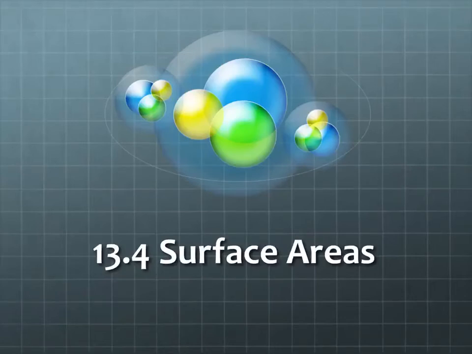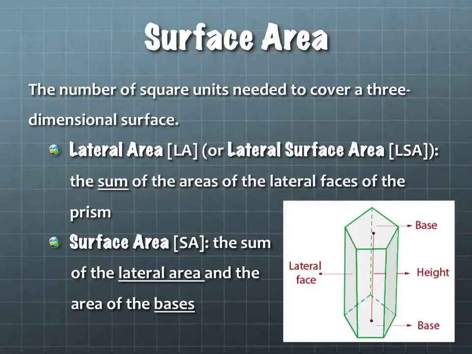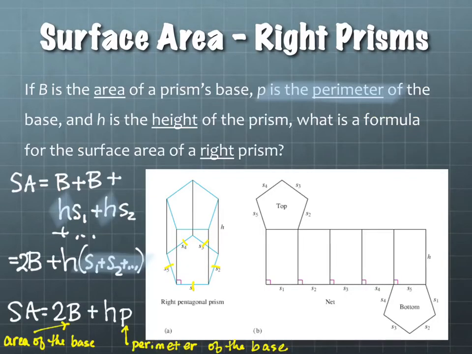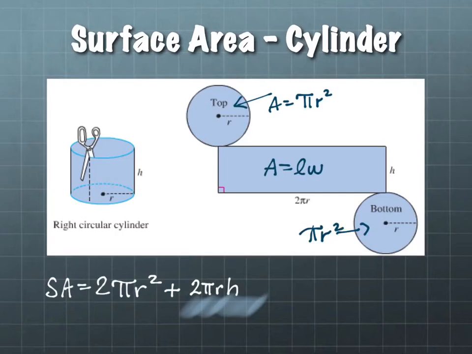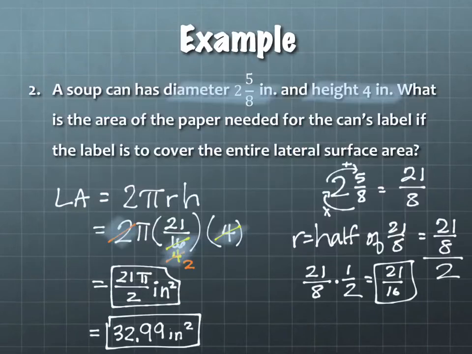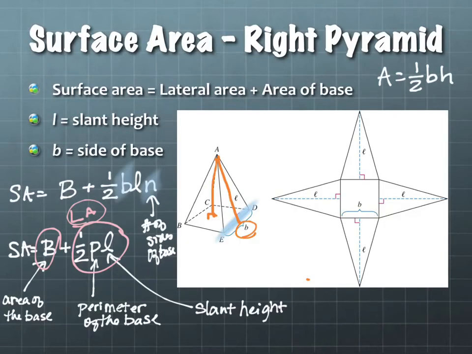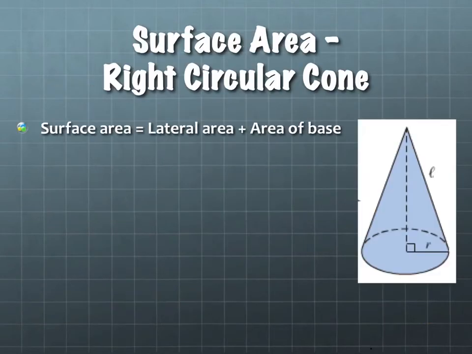All right, so we're going to jump back into section 13.4 where we're talking about surface area of three-dimensional shapes. We've gone through quite a few of them at this point. We looked at prisms. We looked at cylinders. And we looked at pyramids. And our next example is cones.